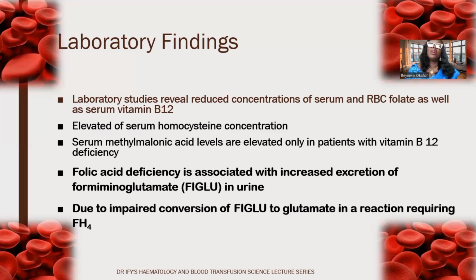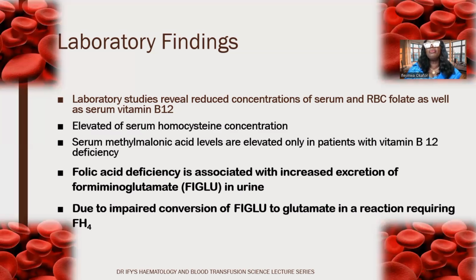homocysteine in the system, which can also be secreted in urine in the form of homocystinuria. And this is actually used in diagnosis of megaloblastic anemia. Again, serum methylmalonic acid levels also increase only in B12 deficiency. This is because B12 is needed in the form of 5-adenosylcobalamin in the conversion of methylmalonic acid to succinyl CoA.